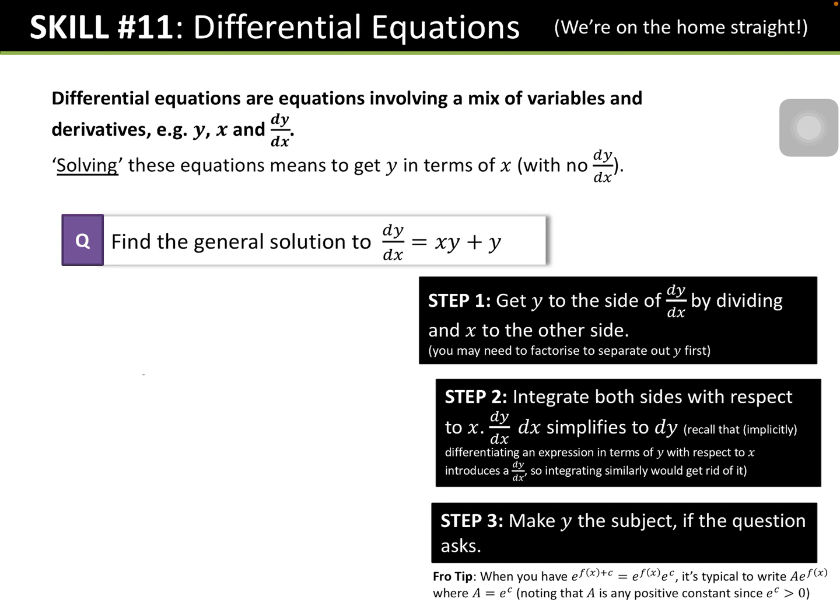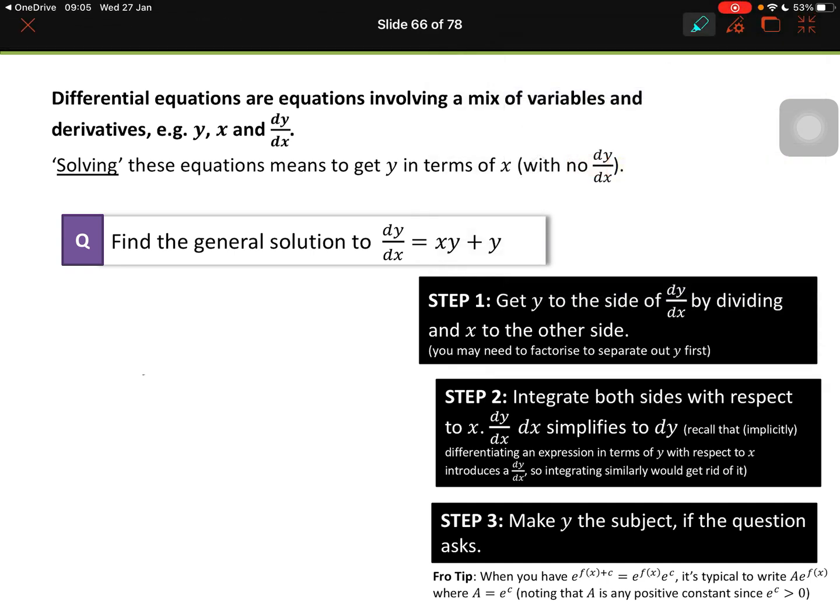Okay, now in order to do that, we have to use division, and that's the really important bit to start with. You have to divide to get it. It's no good adding and subtracting. You've got to divide. Now, quite a lot of the time that will mean factorising out. That's absolutely fine. So we factorise out our y or our x and we manoeuvre from there. So to get y to the other side.